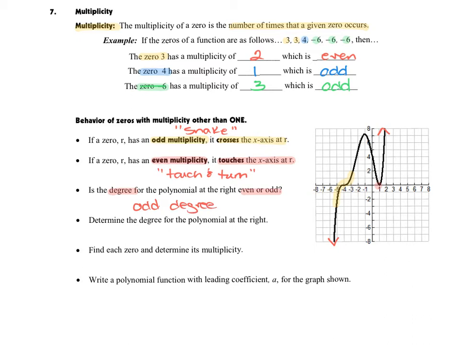So it's something odd. I also know, since it was a positive sloping line, that my leading coefficient is ultimately going to have to be positive.